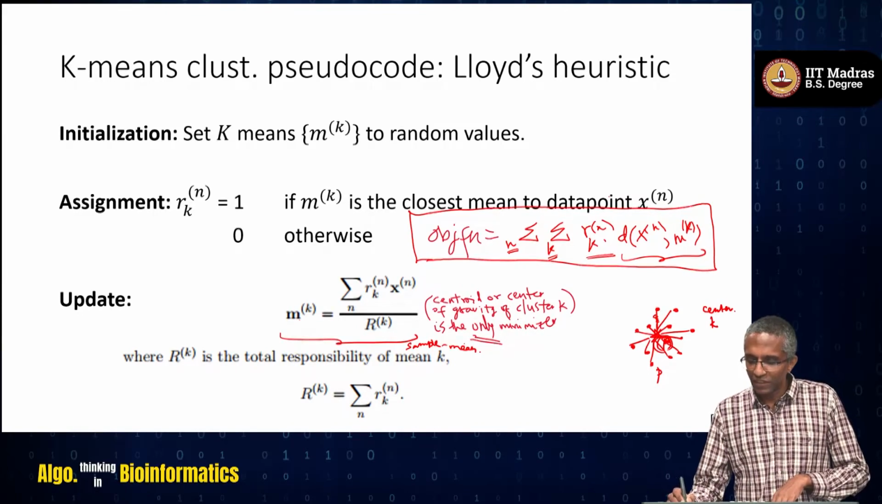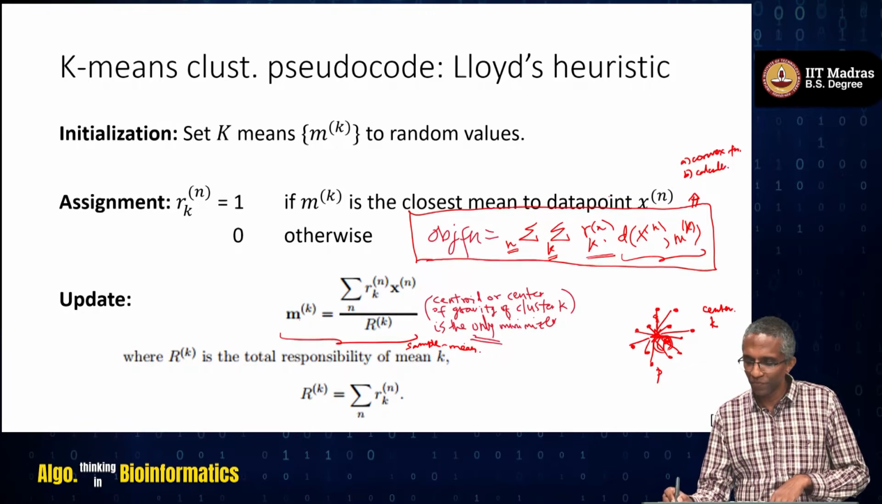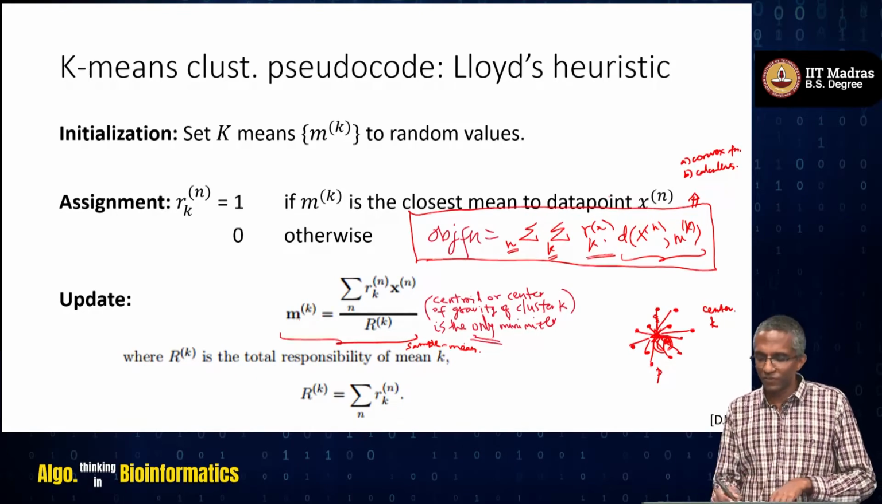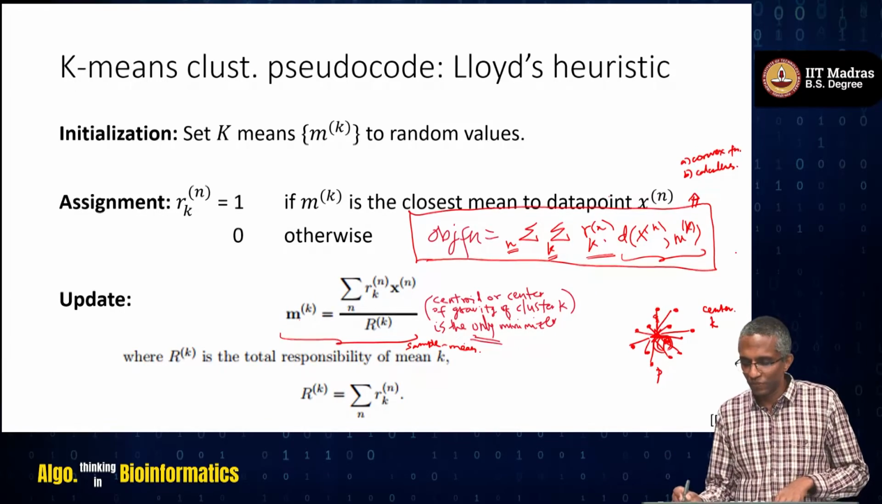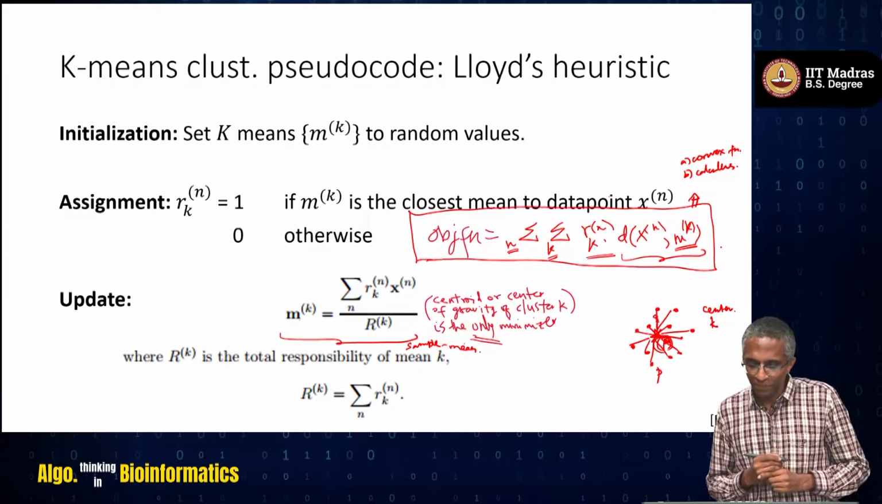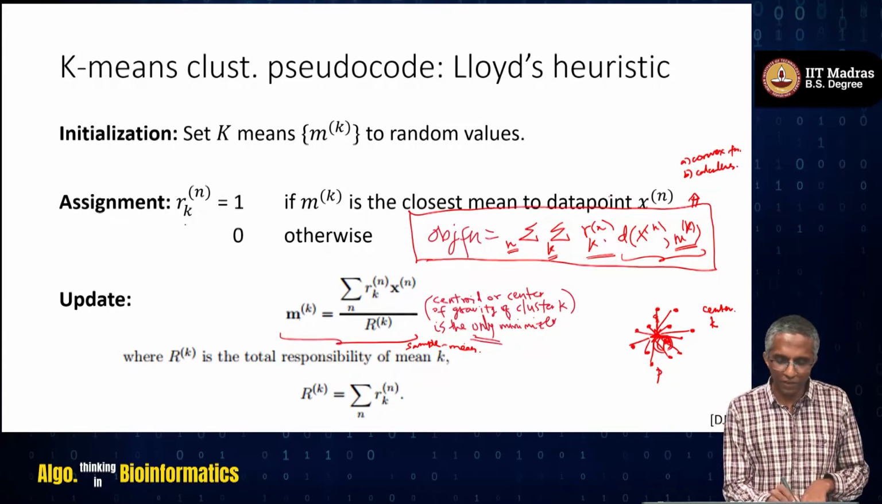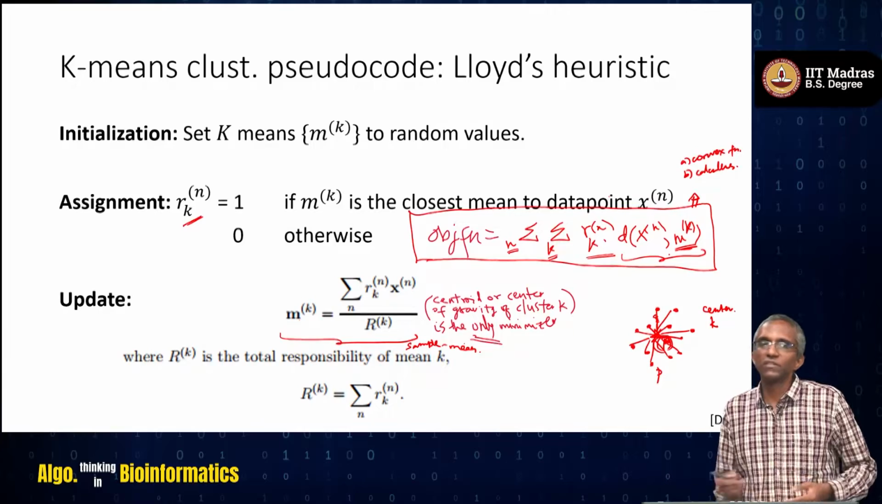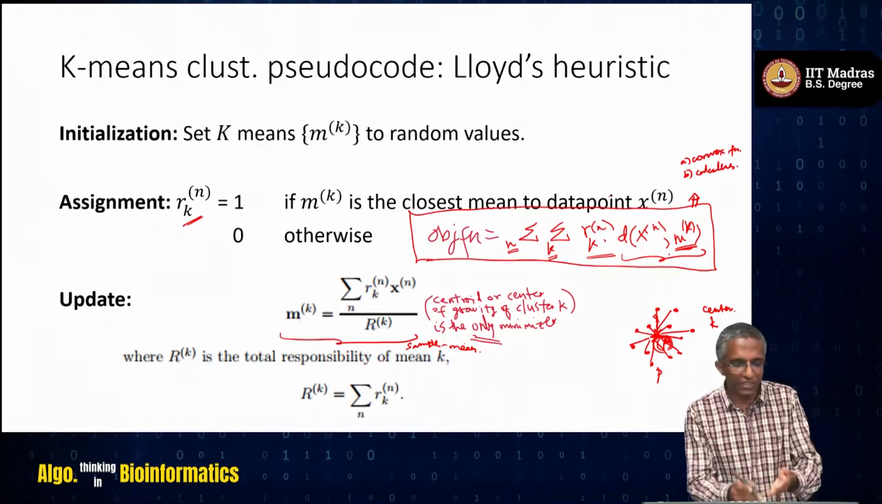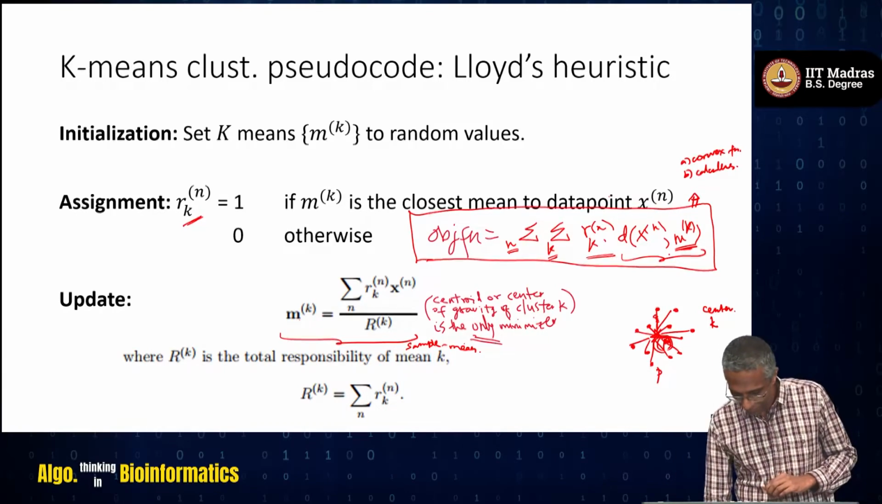That follows from standard arguments that, a, this is a convex function, and b, you use calculus to take the first derivative of this function, set it to 0, and then see what values of m will minimize this objective function. We are just fixing our R_k of n, and then we are asking what is the m_k that will minimize this objective function. It will turn out to be this exact formula shown in the update.